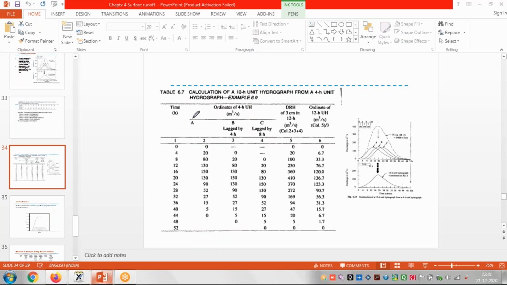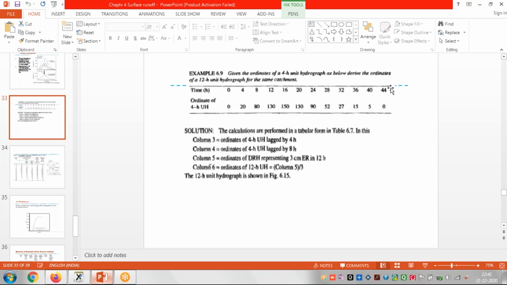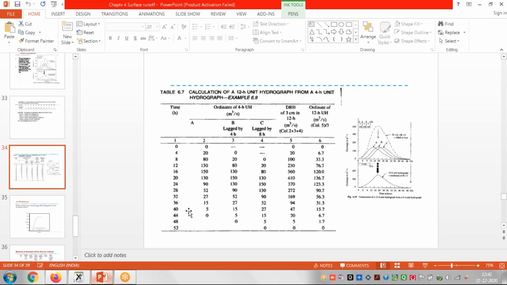So in the first column, they have taken the time 0, 4, 8, 12, 16, 20, 24, 28, 32, 36, 40, up to 58, because it is given in the question, right? Here it is given up to 44. Okay, we can do this up to when this column will end.